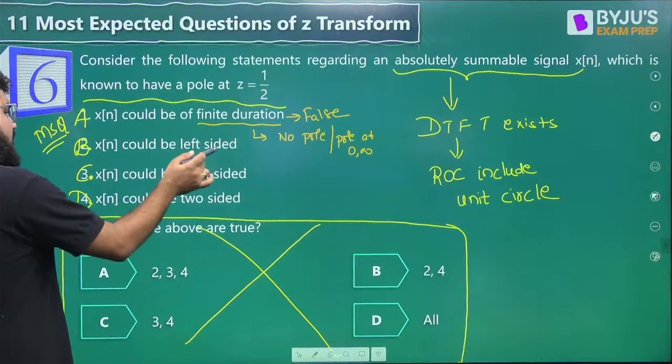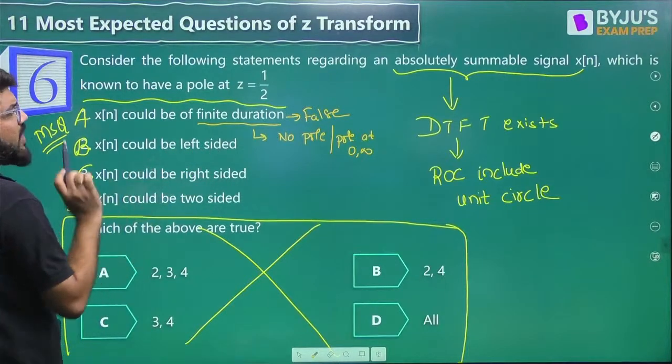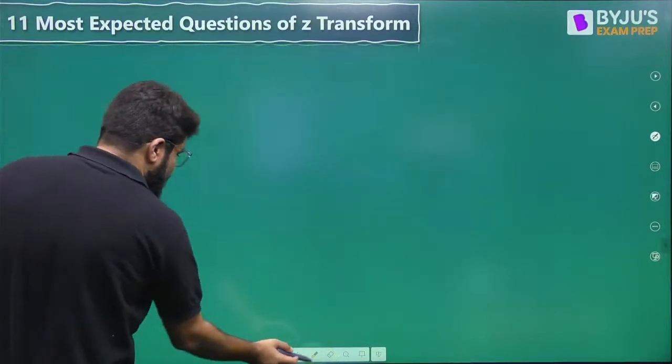Now it could be left-sided, maybe it could be right-sided, it could be two-sided. This I have to look at. So there is a pole at z equal to half. I will show you the possibilities.